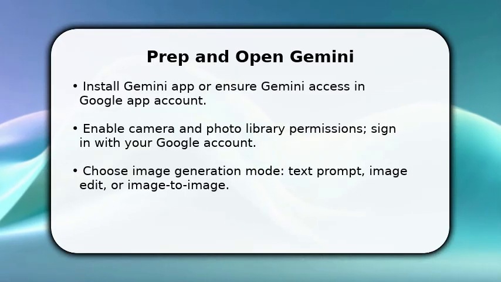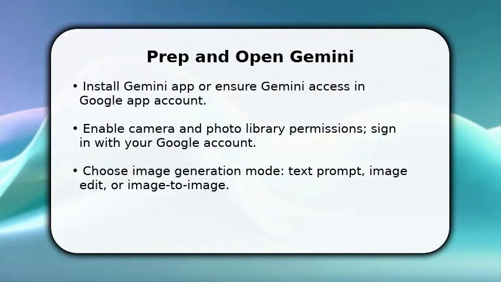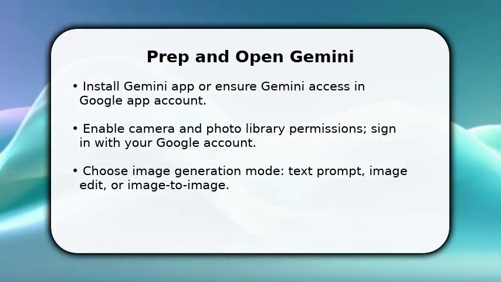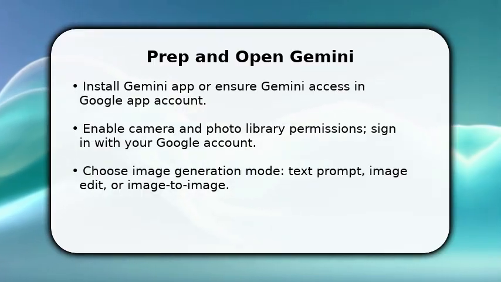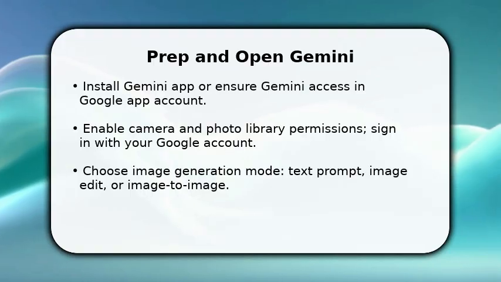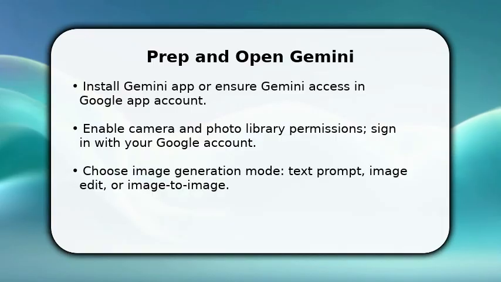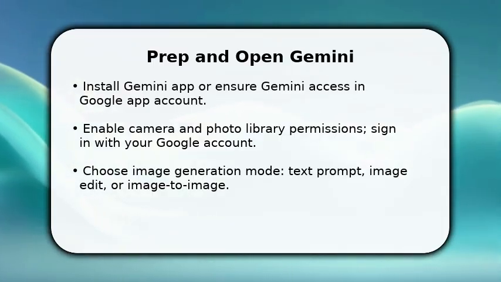You start by preparing the phone. Make sure Gemini is installed and signed into your Google account, then enable camera and photo library access. Once done, open Gemini and pick the image generation mode you need. Choose text only for new images, image edit to modify photos, or image to image to transform an existing shot.